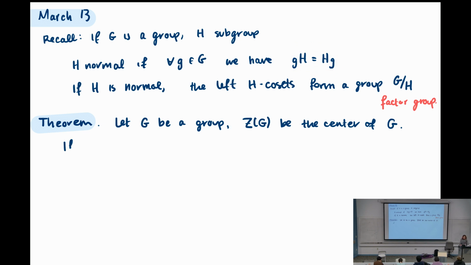So we can look at G mod the center, G/Z(G). So if this factor group, G mod Z(G), is cyclic, then the group G itself was abelian. Are there questions about the statement? So let's see how to prove this.